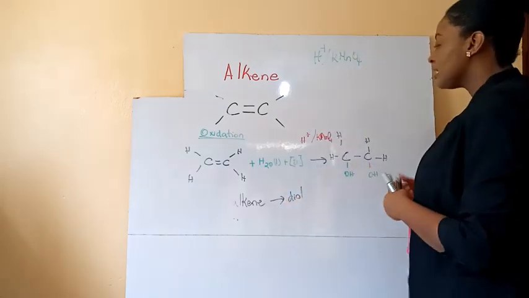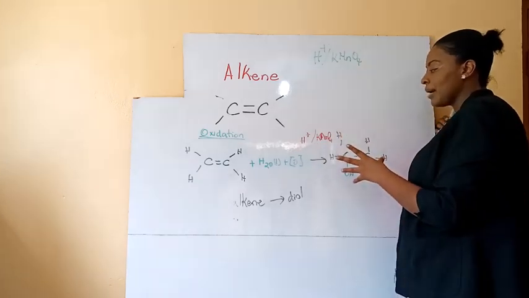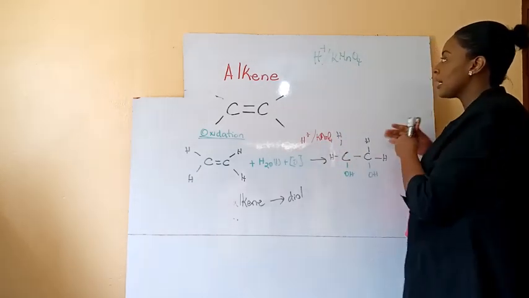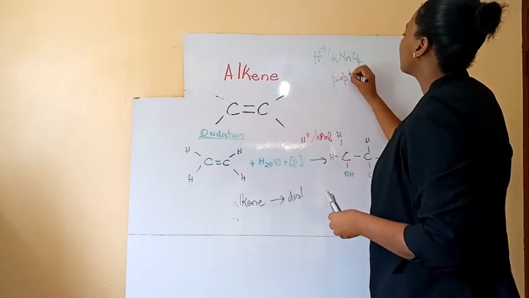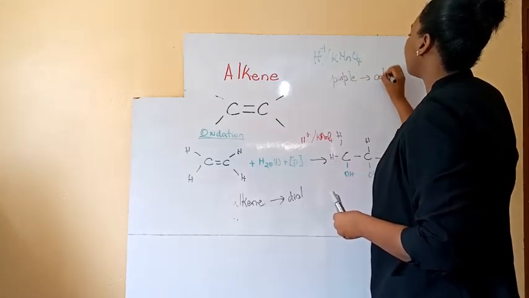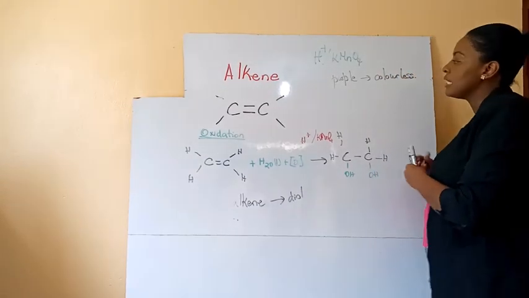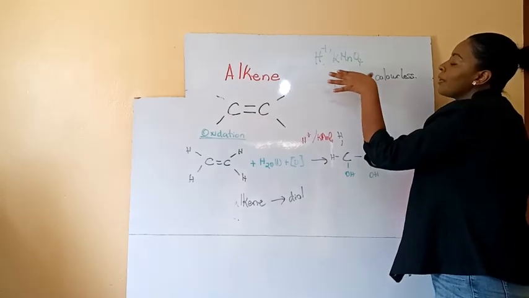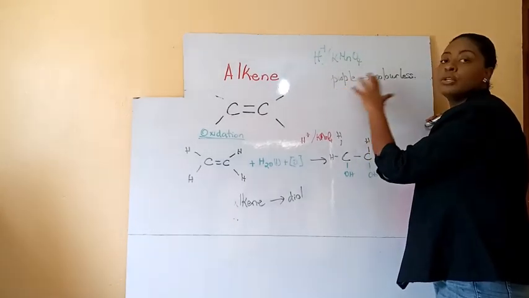Observation: during this reaction, in an oxidation reaction using potassium permanganate, potassium permanganate is going to turn from purple to colorless. That is going to be the observation that we see. So in this reaction, potassium permanganate is going to be decolorized, so it's going to convert from purple to colorless.